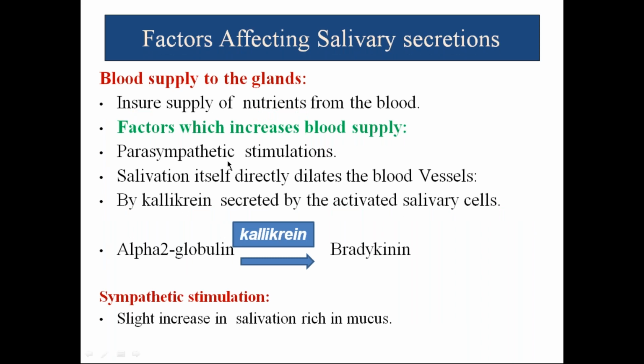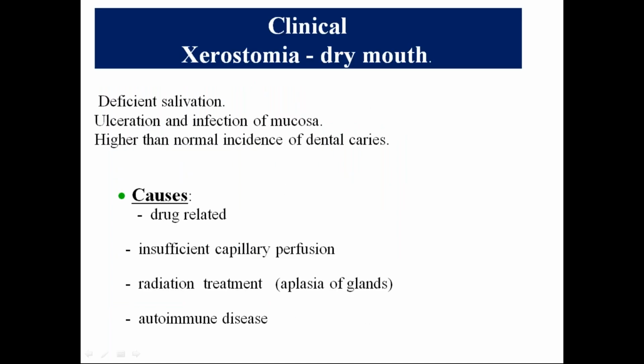Blood supply. This again is a revision of what I told you. Blood supply to the glands ensures a supply of nutrients from the blood. Increased blood supply would be by parasympathetic stimulation. Salivation itself directly dilates the blood vessels. Then the kallikrein secreted by activated salivary cells causes the formation of bradykinin, which is a vasodilator, and sympathetic stimulation can lead to slight increase in salivation, which is rich in mucus.